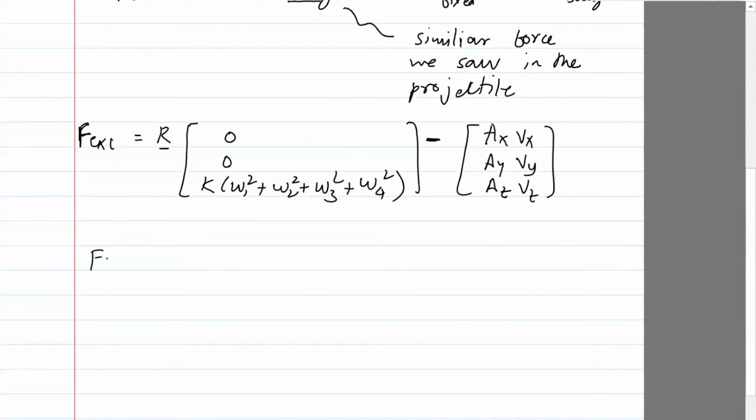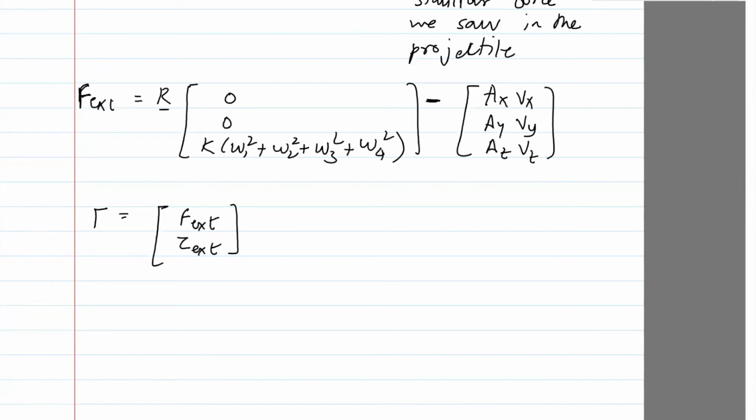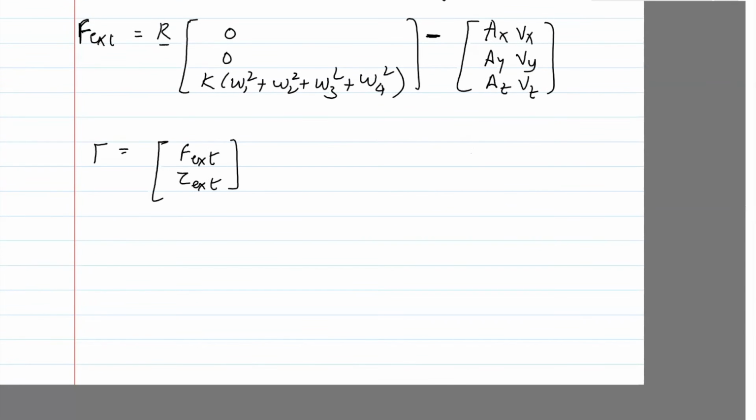we have capital tau, which is F external and tau external, which we wrote down. And so all that remains to be done is to take this in Matlab, or whichever package you want to use to derive the equations, and simplify the equations to this form.